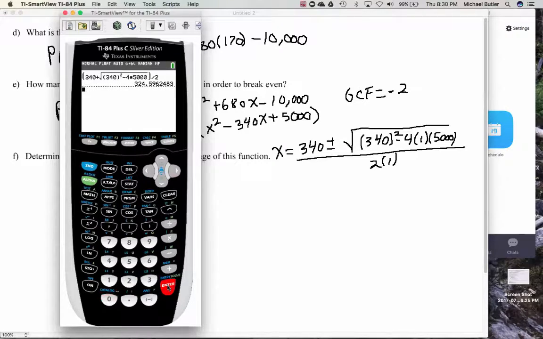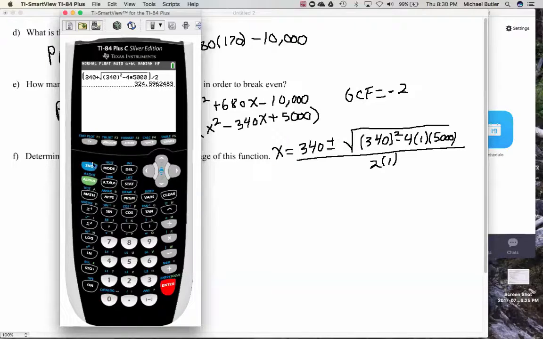Okay, so I do that, and I get back 324.5962. So Charlotte, is that what you got? That was what I got. Okay, cool. That's always good. I like it when we get the same answer I do.